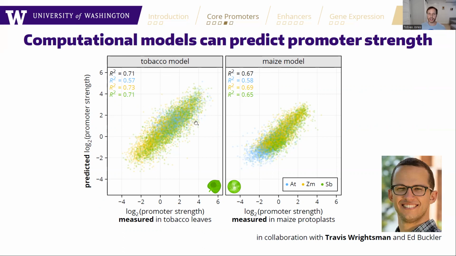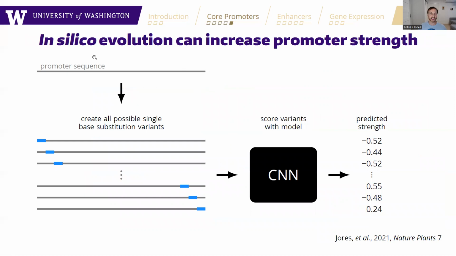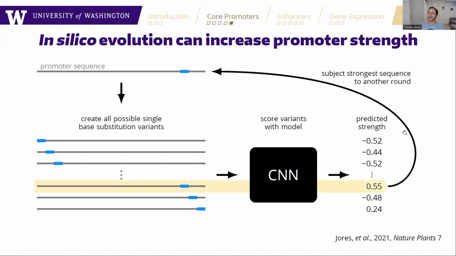This test showed that the models can accurately predict promoter strength with an R-squared of up to 0.7. And to highlight the usefulness of such models, we decided to use them for a process that we term in silico evolution. For this, we can take any promoter sequence and then digitally create every possible single base substitution variant. All these variants can be scored with the model, and we can look for the variant that has the highest predicted strength. And this sequence is then subjected to another round of this process.